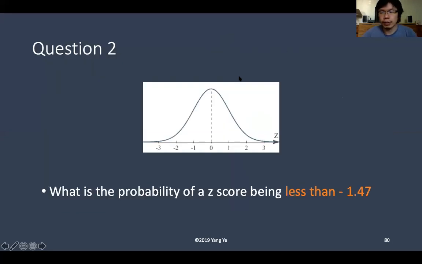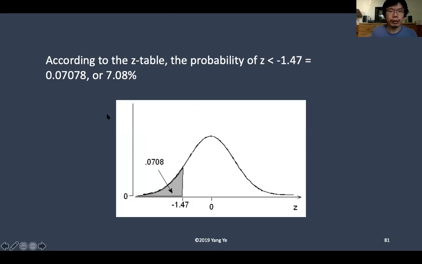The second question: if you want to find out the probability of a Z score being less than minus, note the minus sign here, -1.47, okay, all you have to do is find -1.4 first, find that row, and then on the column you find 0.07, and you read out the Z score value, okay?